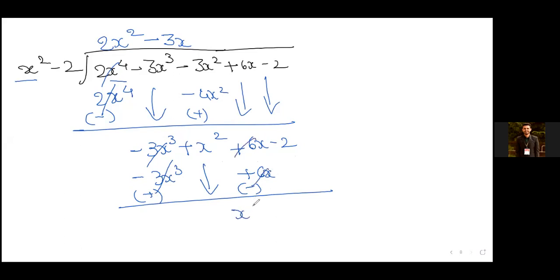We are left with x square minus 2. Now, what is the term we can multiply with? It is 1. So 1 into x square, that is x square, and 1 into minus 2, we get minus 2. Simplify, we get 0. These terms get cancelled. So what is the remainder? It is 0.